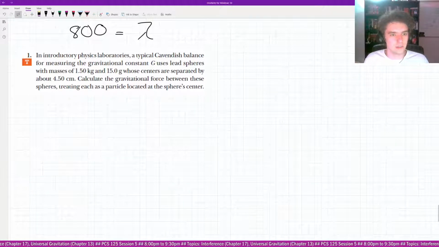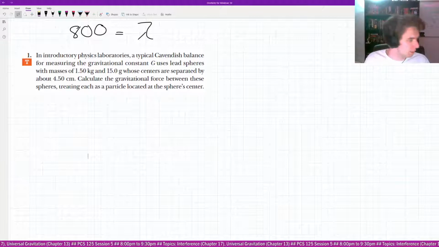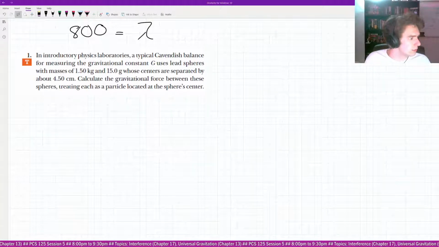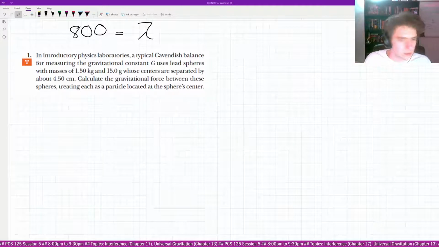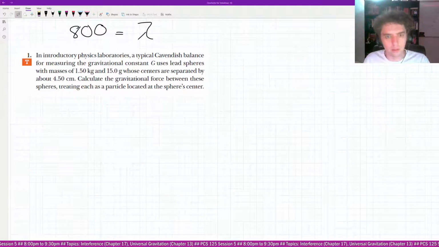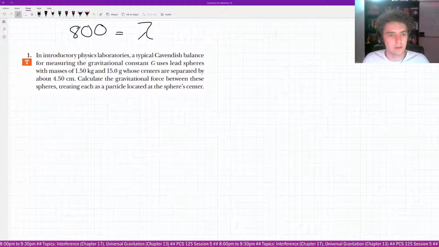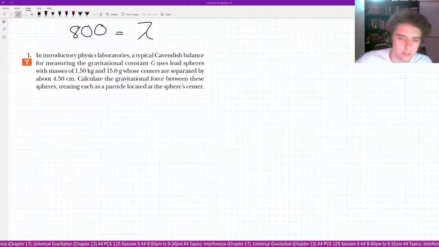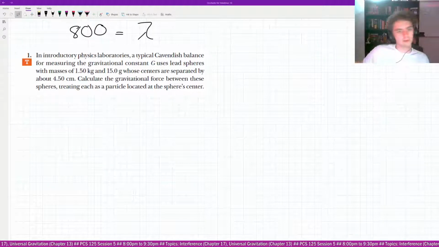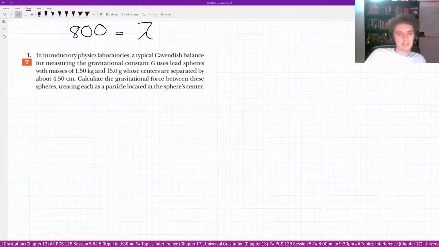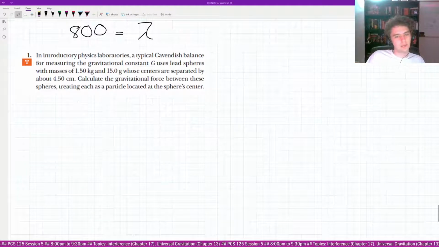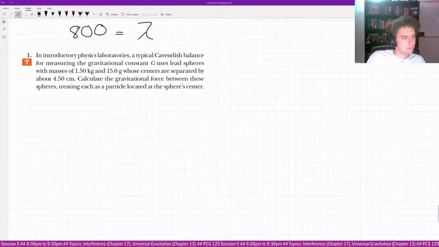So, in introductory physics laboratories, let me open up my notes. Here it is. A typical Cavendish balance for measuring the gravitational constant G uses lead spheres with masses of 1.5 kilograms and 15 grams, whose centers are separated by about 0.45 centimeters. Calculate the gravitational force between the two spheres, treating each as a particle located at the sphere center. Okay, this is easy.